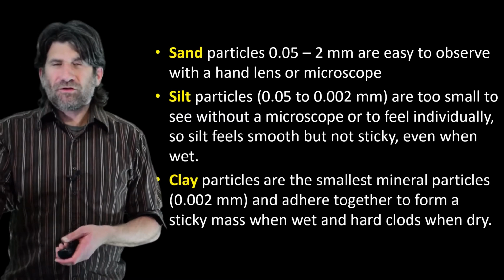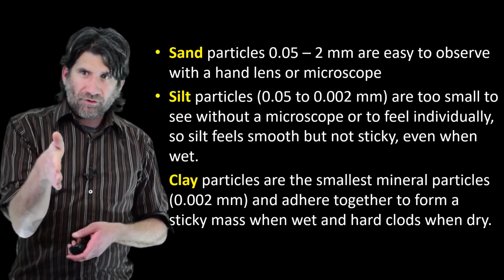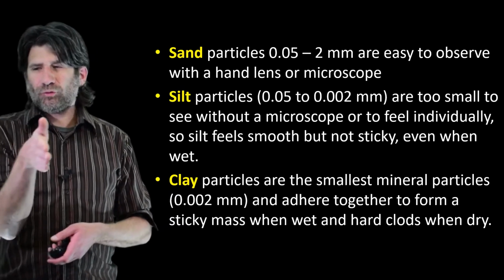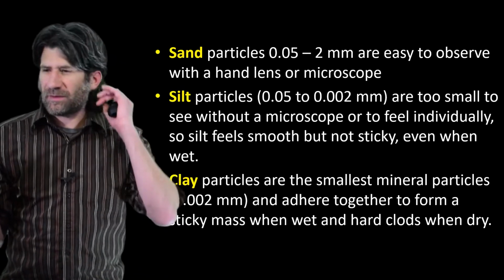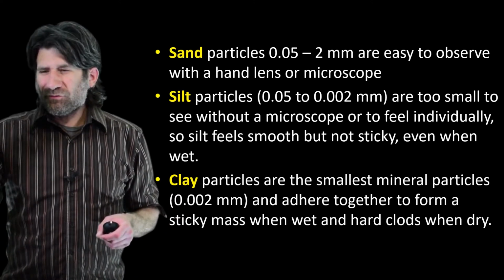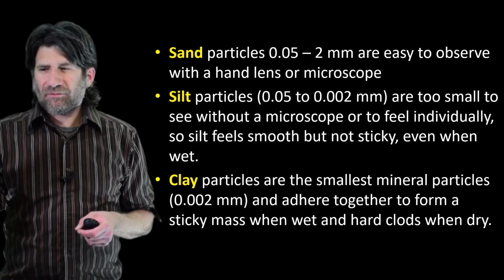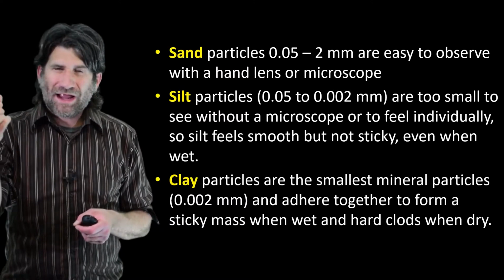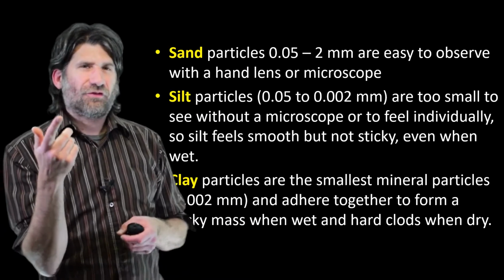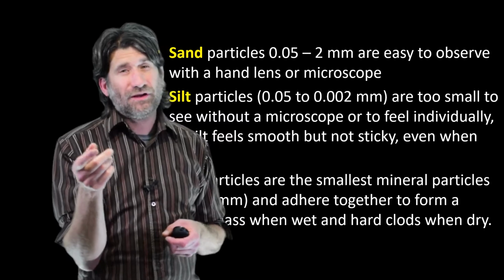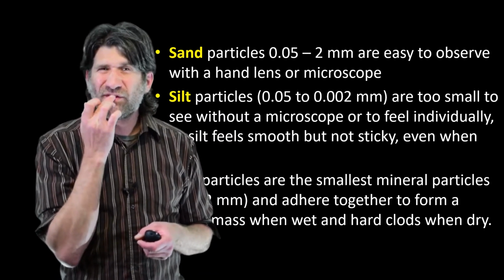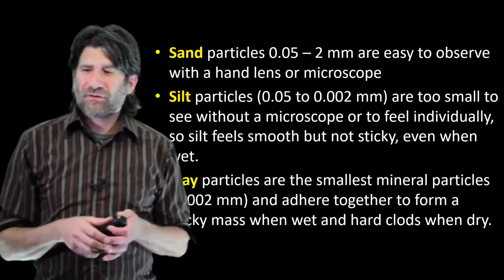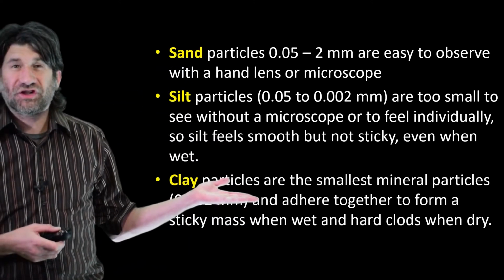Relative to silt particles, which are smaller than that, down to about 0.002 millimeters. These are really too small to see without a microscope. You really can't feel them individually. They're kind of smooth even when they're wet. If you're going to feel silt, there's only one really tried and true way to do it. If you get the silt a little wet, rub it on your teeth. You'll feel a little bit of grit there, grit that you wouldn't feel if it's just clay.